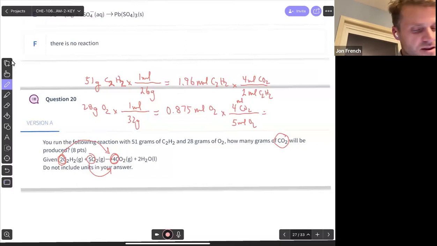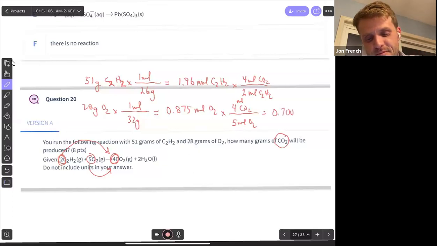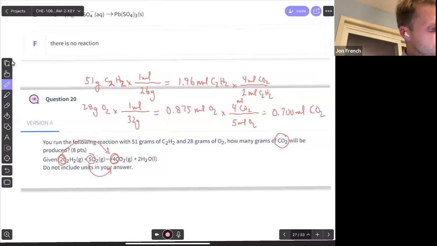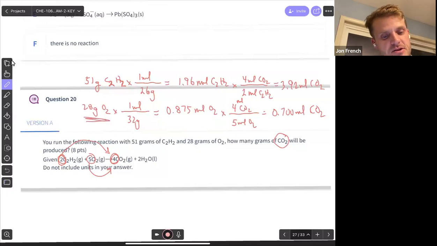All right, 0.875 times 4/5. All right, 0.7 moles of CO2. And then 1.96 times 4/2, right? And there we get 3.92 moles of CO2. So we found the limiting reagent, right? The limiting reagent is oxygen. When all the oxygen is consumed, I can only make 0.7 moles of carbon dioxide.